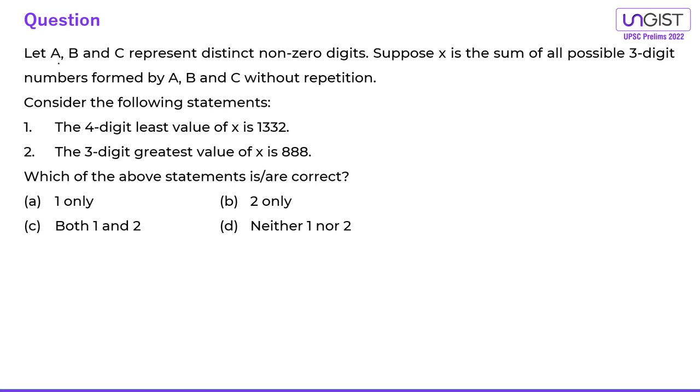Okay. All right. Now let's move to the next question. Next question says, let A, B, C represent distinct non-zero digits. Suppose X is the sum of all possible 3-digit numbers formed by A, B, C without repetition. Okay. Consider the following statements. See everyone, this question came last year also, and last year also I solved this question in a very similar manner to the way I am going to solve it right now.